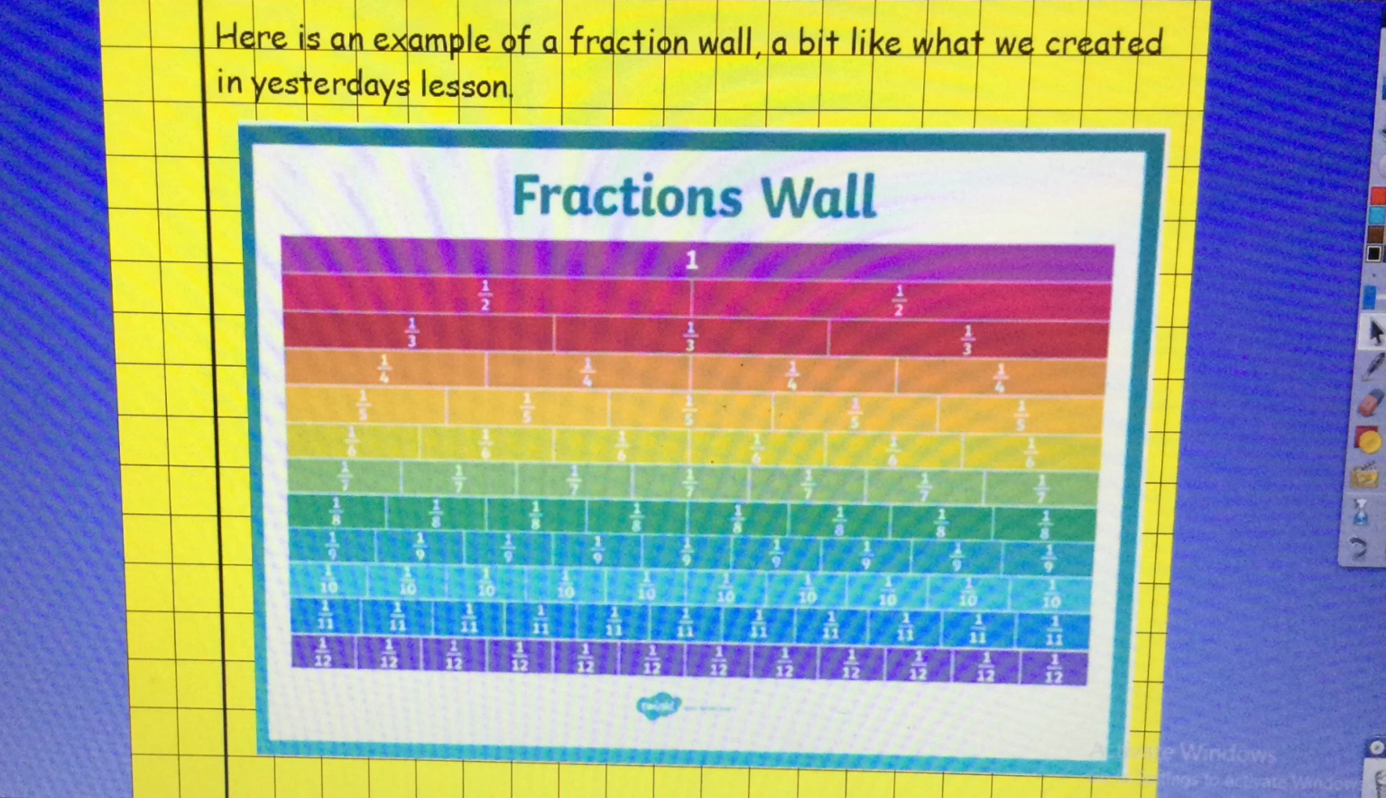Using the fraction wall, we can also look at which fractions are equivalent to 1/2, and I can see here that 2 quarters are equivalent to 1/2. I can also see that 4/8 are equivalent to 1/2. So this fraction wall is a really clever tool to use to help you to find fractions that are equivalent or fractions that are the same.